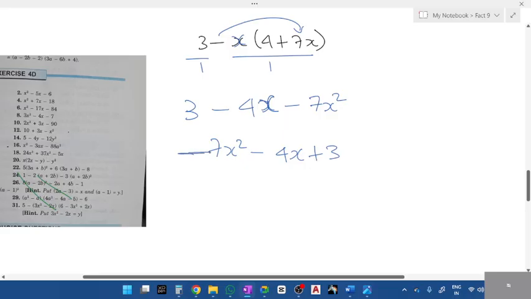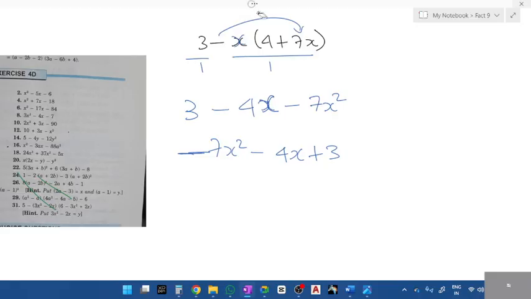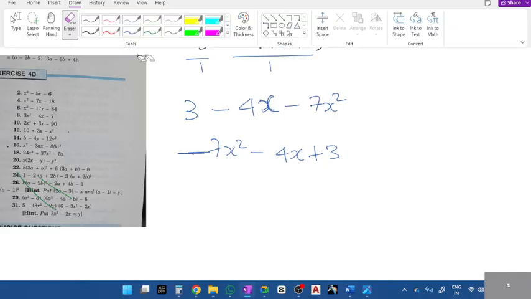Here, can you see? Our answer shouldn't start with minus. Question should not start with minus. That's the reason they have put minus 7x square in the last. But the concept is same. Okay, how do you solve this question? Tell me, how do you solve?